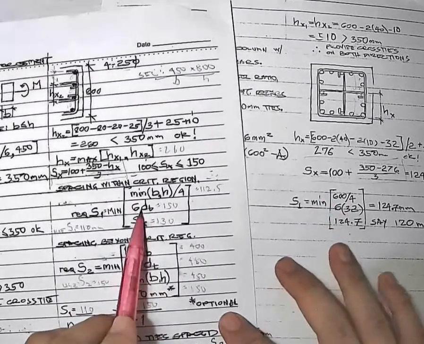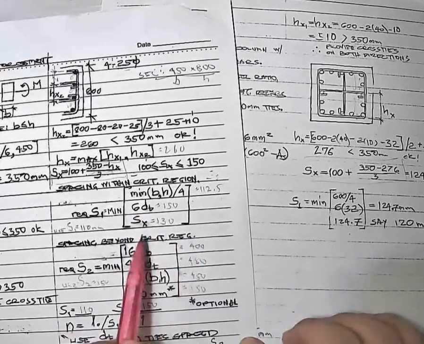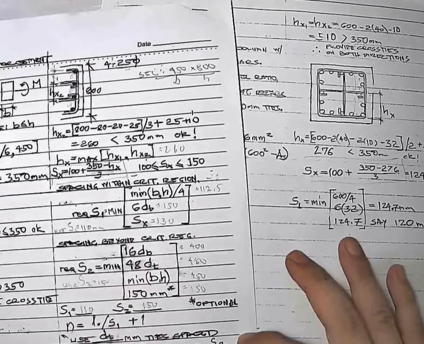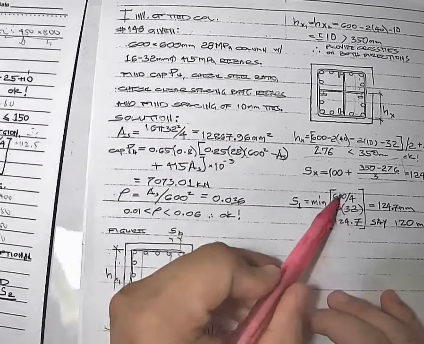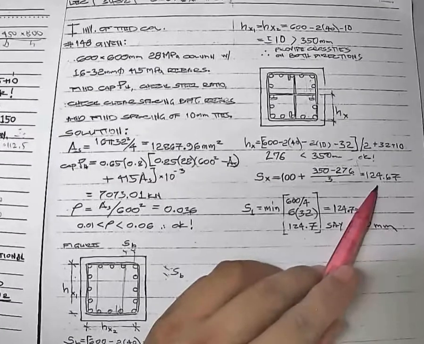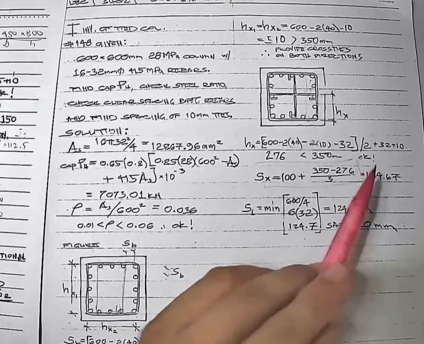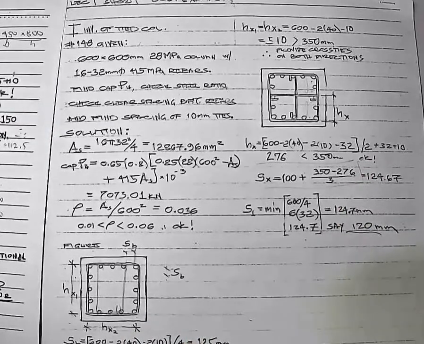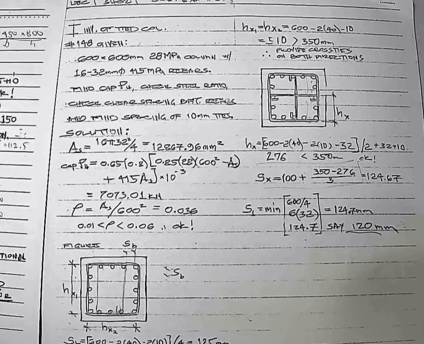And then 6 times the diameter of the bar. And finally, your S sub X. So, the minimum among these three is simply your S sub X. But you cannot use 124. You have to round down. So, we will use 120. Okay?